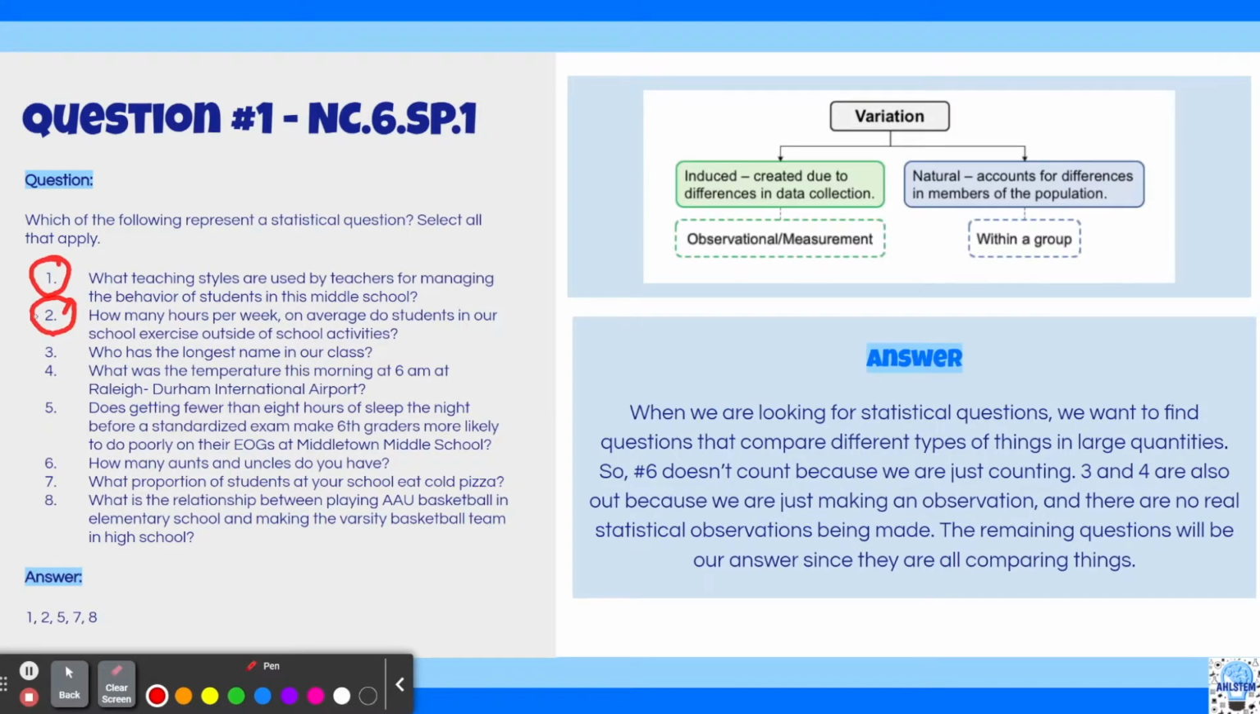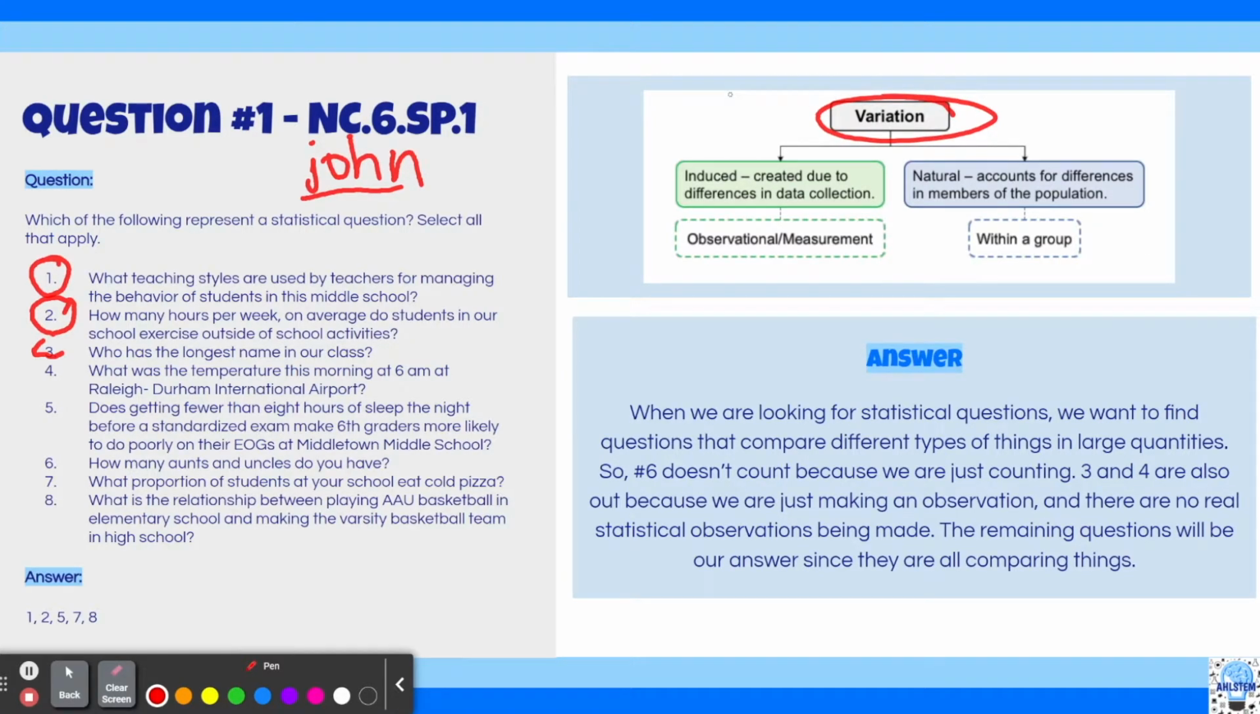3, who has the longest name in our class? This is not 1 because that is just going to give you one answer. Like, let's just say John. If that was the longest name, that is not any data. That is just an answer, but it's not data. Data shows variation, which you can see in our picture over here.